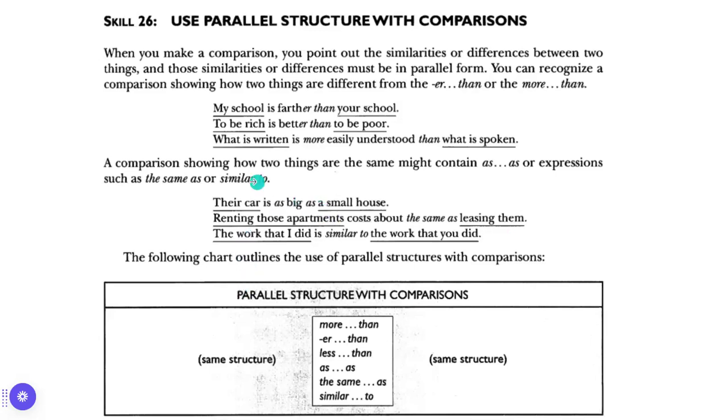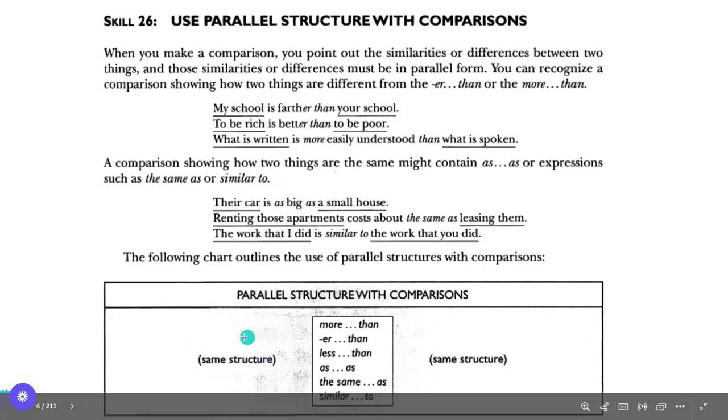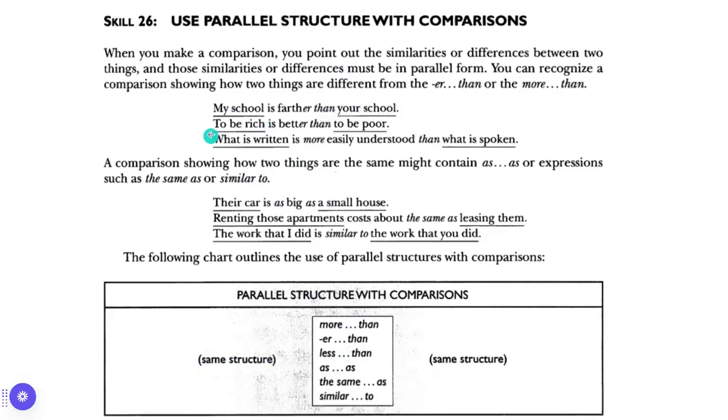So make sure that both parts of the sentences in a comparison are parallel. So we need to have structure one, comparative form, and same structure. Yes, like here we have noun, noun, verb in infinitive with a verb in infinitive, a noun clause with a noun clause.